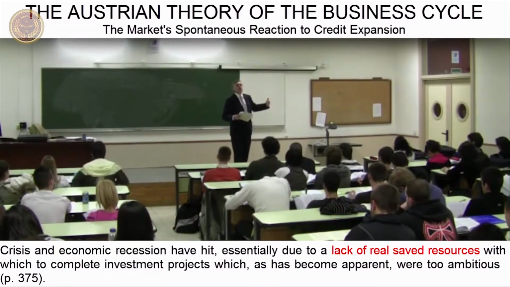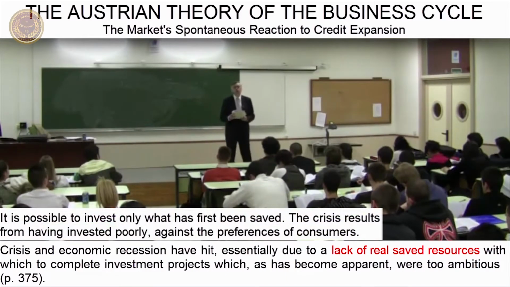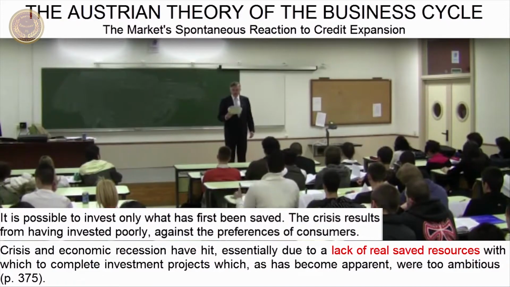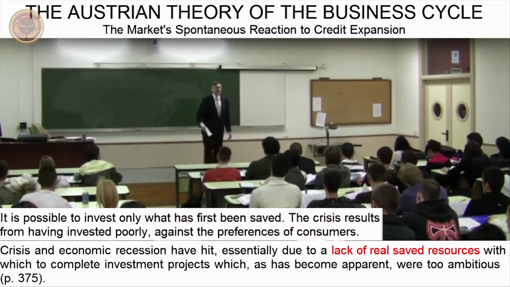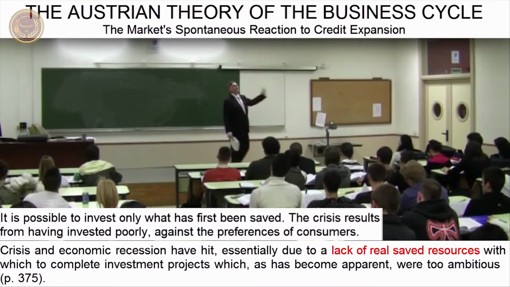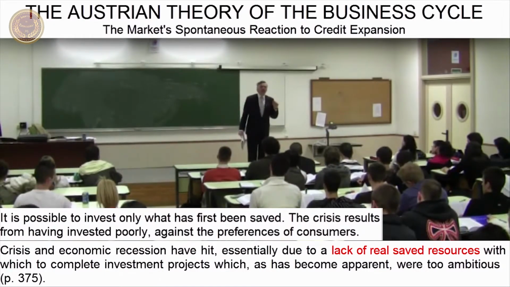Some people say the crisis arose due to overinvestment. That is incorrect. Ultimately, we can invest only what we have saved. The crisis arose because we invested poorly. Society's scarce saved resources were invested as if we had saved much more.